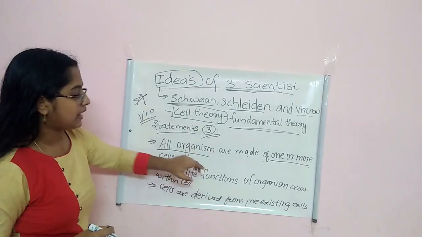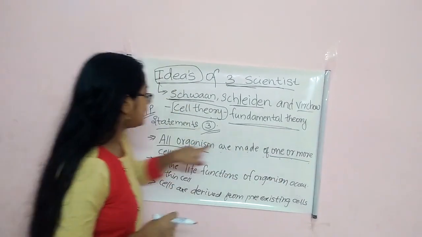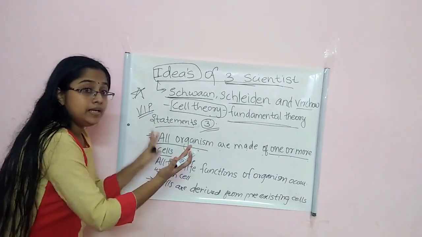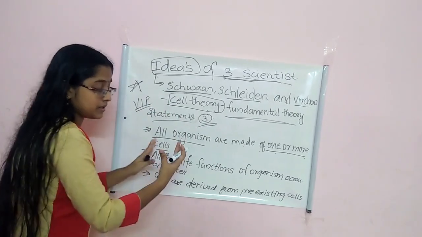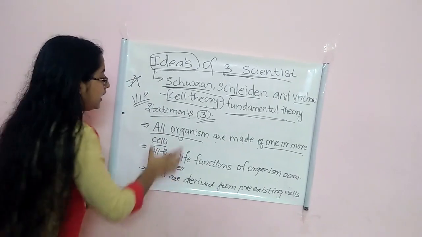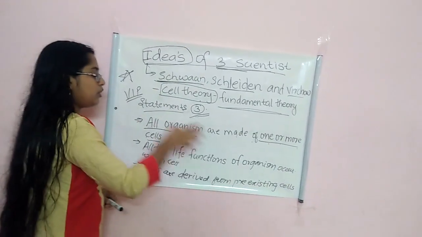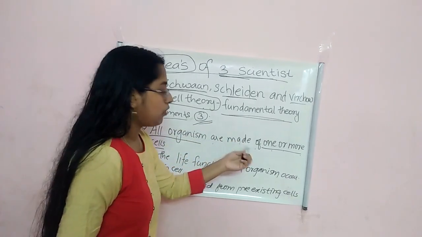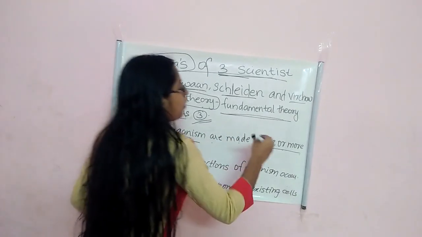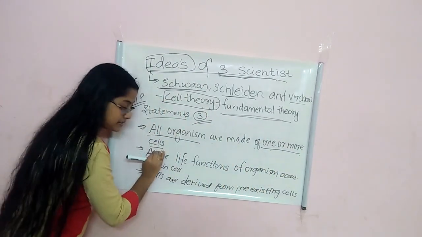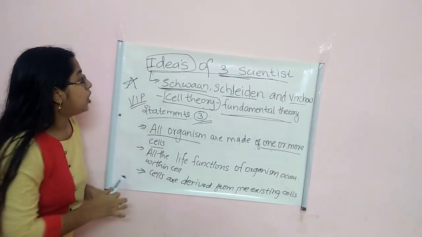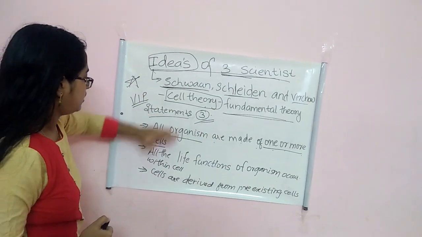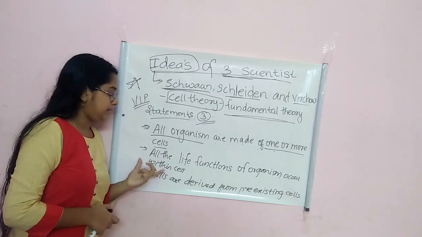So you should at least study the words I'm underlining, because these are the prime or premium words in each statement. You should learn these words by heart and understand them. So all organisms are made of, are being created with, one or more cells. This is the first statement which Theodor Schwann, Schleiden and Virchow stated. So we can go to the second statement.